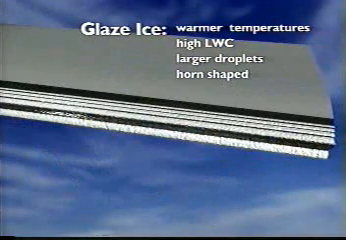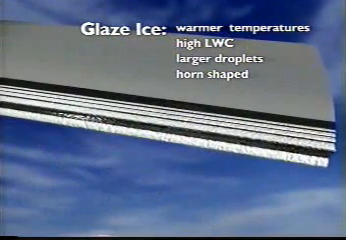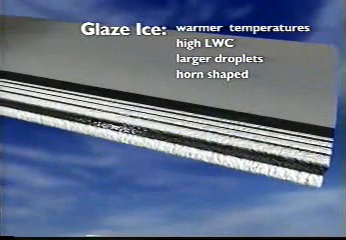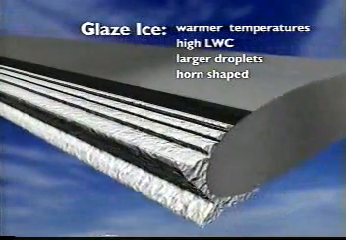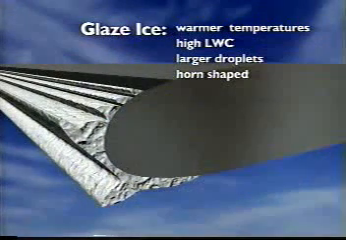Warmer temperatures, total air temperatures between well above freezing and down to -10 degrees Celsius, high liquid water content, and larger droplets tend to result in glaze ice, which often has a clear, shiny appearance. Rime ice is more often found in relatively cold stratiform clouds, while glaze ice is most often found in cumuliform clouds. However, as previously mentioned, it is possible to encounter moderate to severe icing near the tops of stratiform clouds.